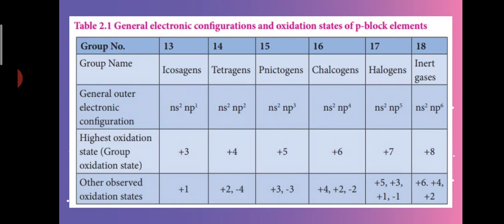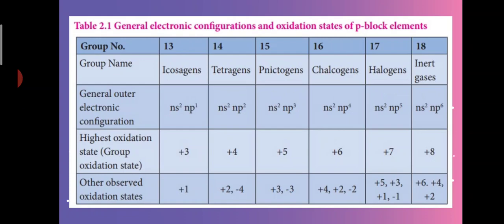Now, the 14th group is the carbon family. The atomic number of carbon is 6. When you write the electronic configuration, it is 1s2, 2s2, 2p2. Therefore, the outer electronic configuration will be ns2, np2. n is common. n is the principal quantum number. It could be 1 or 2 for s, and 1, 2, 3 for the p block element. So it could be anything.